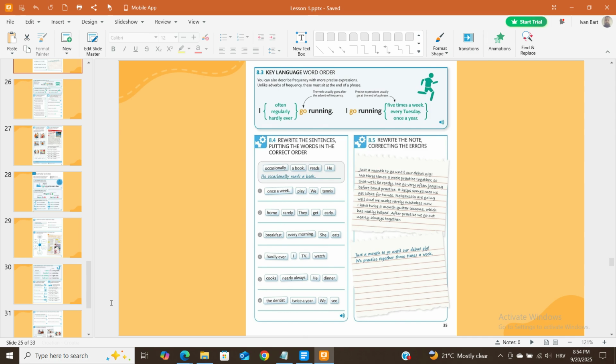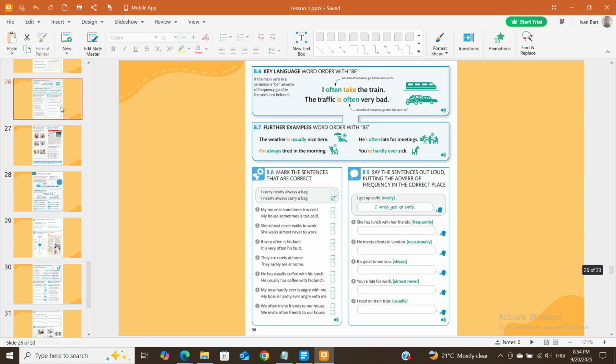8.8 Mark the sentences that are correct. I carry nearly always a bag. I nearly always carry a bag. 8.9 Say the sentences out loud, putting the adverb of frequency in the correct place.